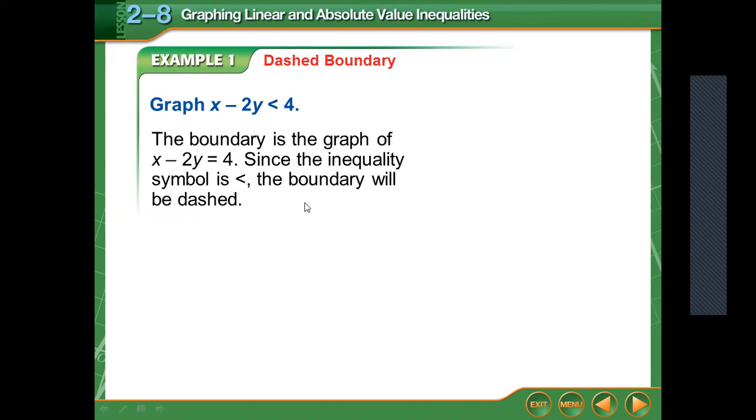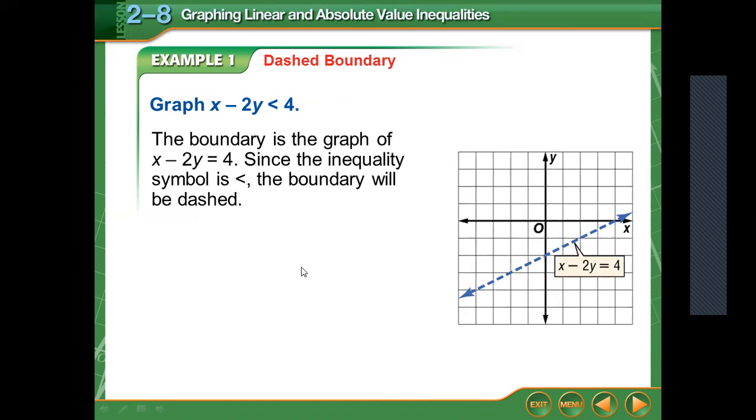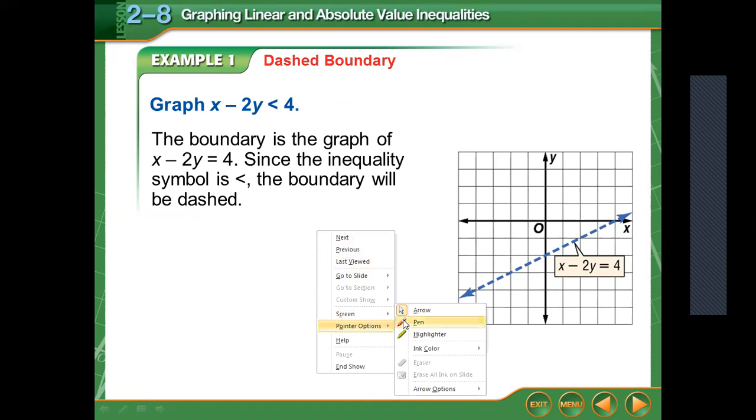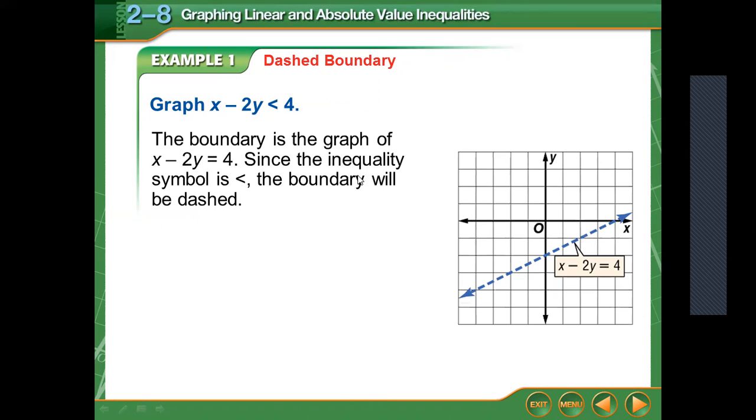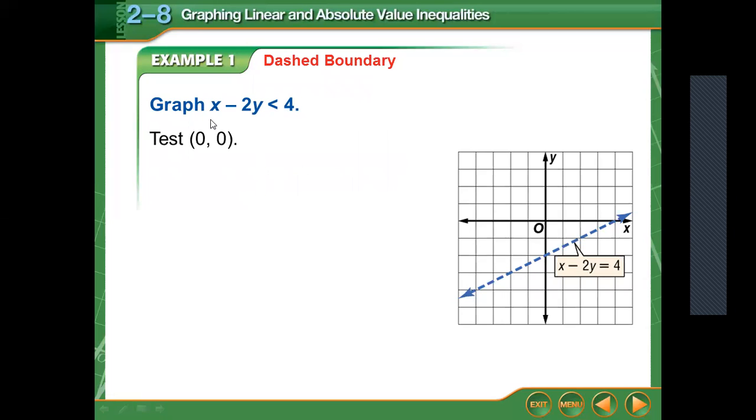And then we're going to shade either above or below that line. The first thing that we want to do is solve the inequality for y, remembering that we must flip it if we multiply or divide by a negative. So if I were solving this for y, I would subtract x from each side.